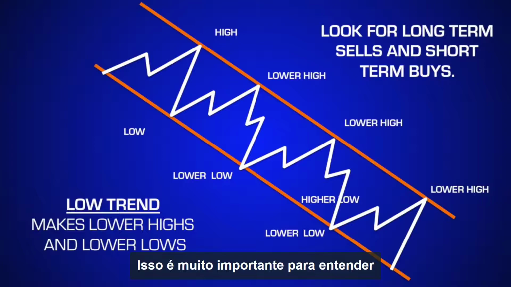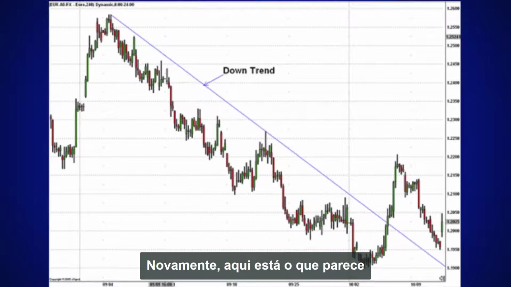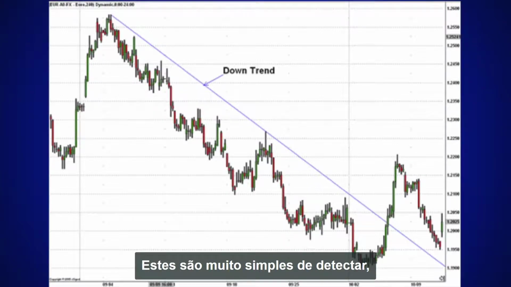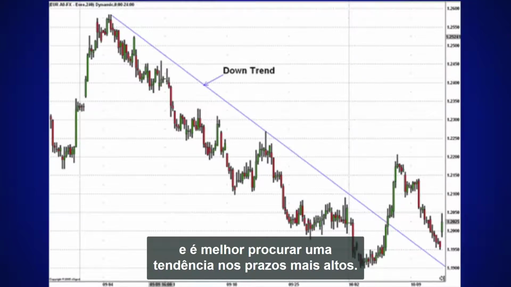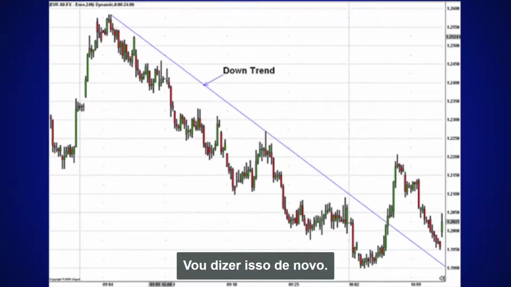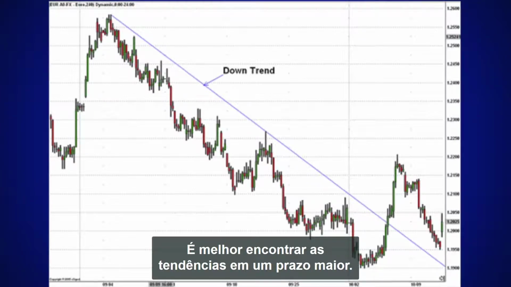It's very important to understand what type of trends you have. Is the market actually trending? That's going to be in your best bet. We'll talk about it shortly. Again, here's what it looks like, not in a pretty picture, but actually in the market. These are very simple to spot, and it's best to look for a trend on the higher time frames. I'll say that again. It is best to find the trends on a higher time frame.